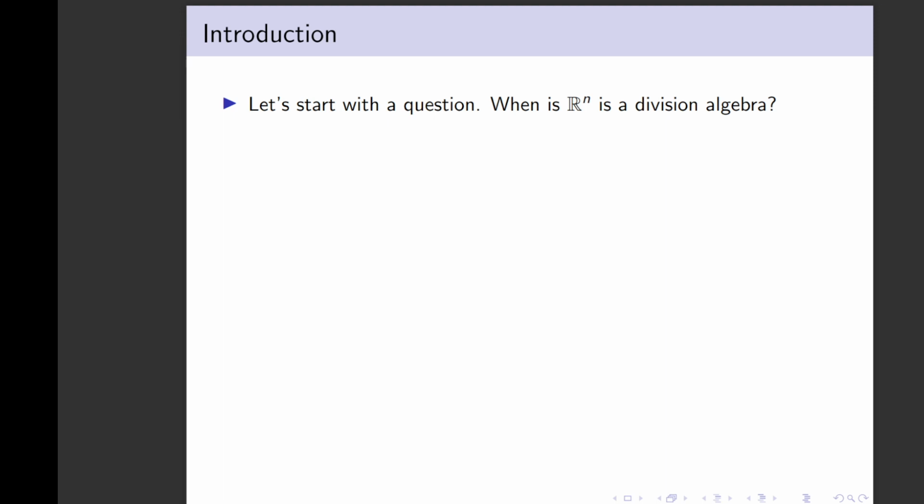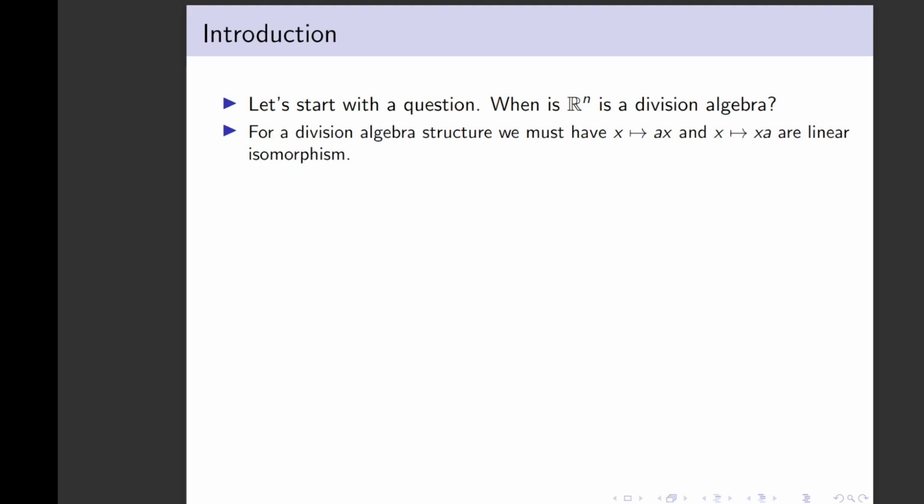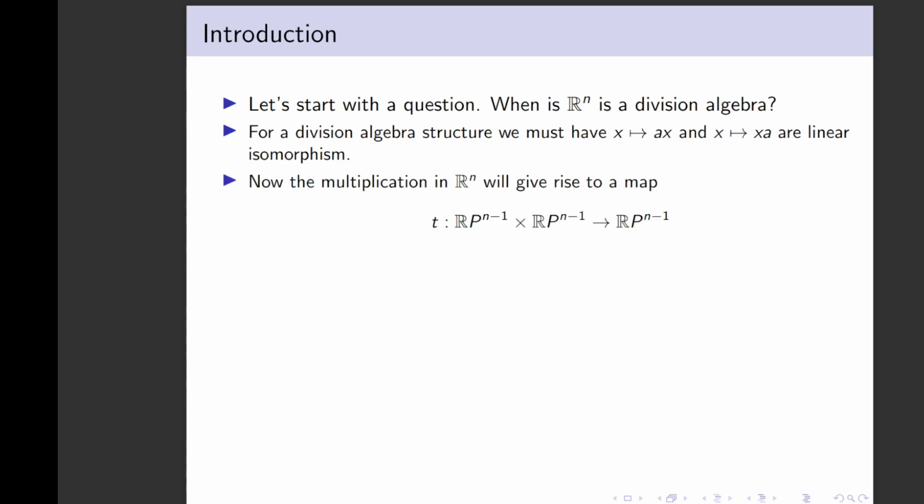So when is R^n a division algebra? Here I will make some remark: a division algebra has a product and an identity element, and also the maps x goes to a times x, and x goes to x times a, for a fixed element a, are linear isomorphisms. So I can use this property to get a map, because these are linear, so it will respect all the conditions.